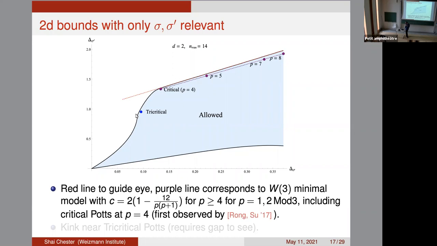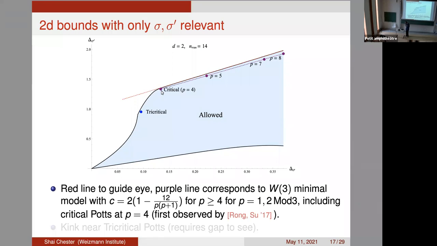Another interesting fact is that this region of the plot is roughly linear, and then it stops being linear, and where it stops being linear, that's where the critical Potts model lives. I wrote this red dotted line just to guide your eye. This red dotted line follows the upper bound up here, and then it just continues being a line over here. When the actual upper bound goes away from that red line, that's where the critical Potts model lives.